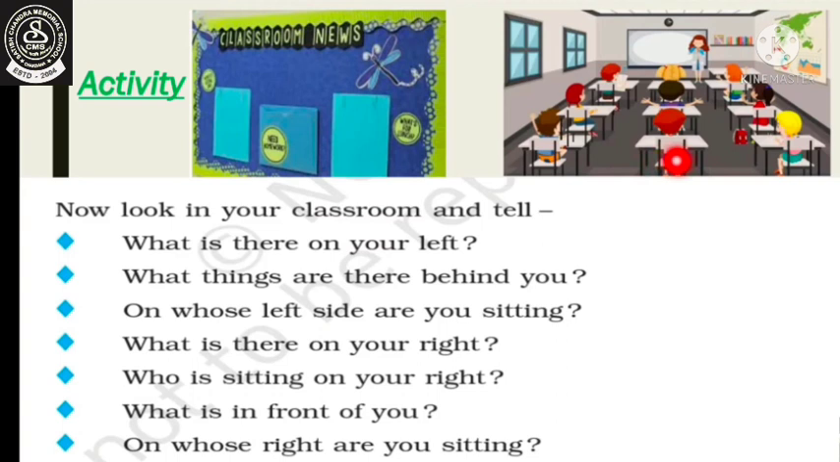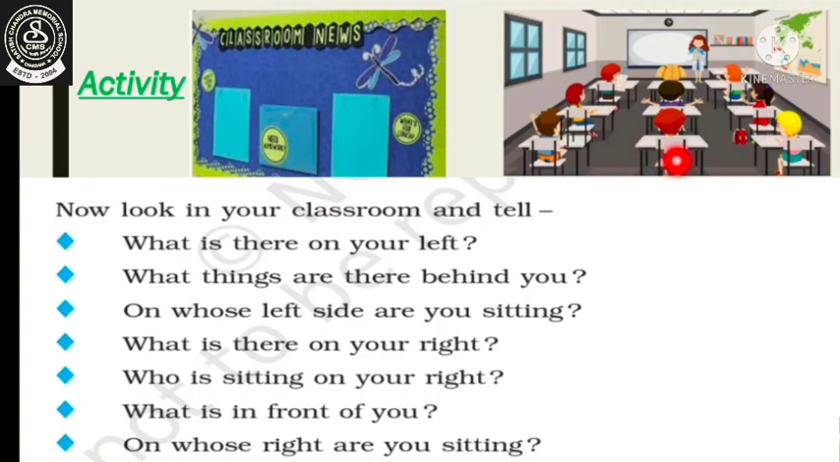On whose left side are you sitting? So that means if you are sitting in the middle row, you are sitting on your friend's left hand side. So the friend will be sitting on your right hand side. So you have to write the name of your friend who is sitting on your right hand side. What is there on your right? Here we can see some chart or some map is there on the wall on our right hand side.